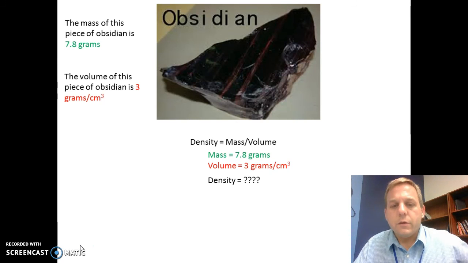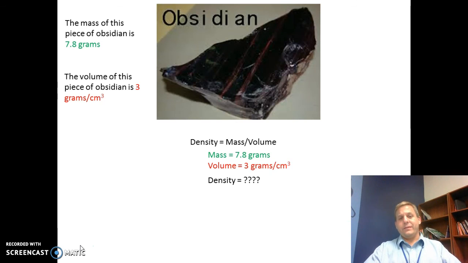And while I don't know the density, I do know that density equals mass divided by volume. So I can substitute the values that I have for mass and volume and find density. Density then equals 2.6.